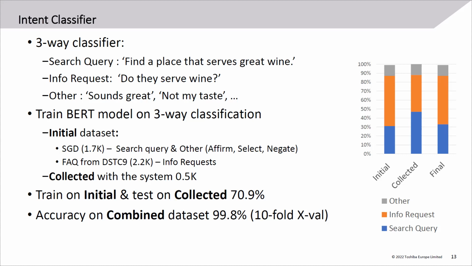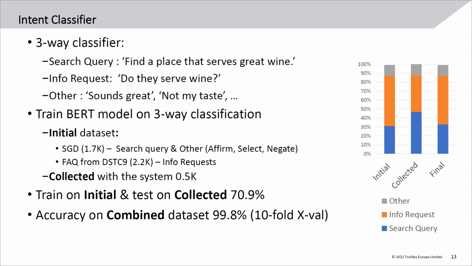So we build a 3-way classification using a BERT model, and the initial data set that we use is constructed from previously published data. We use SGD, schema-guided dialogue, for utterances that represent the search query class and the other class, for which we use affirm, select, and negate. We use DSTC9 for information request utterances.